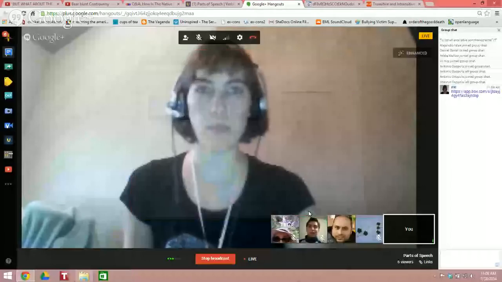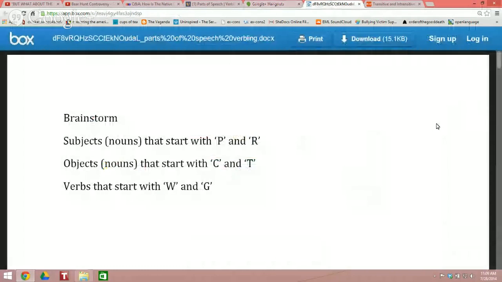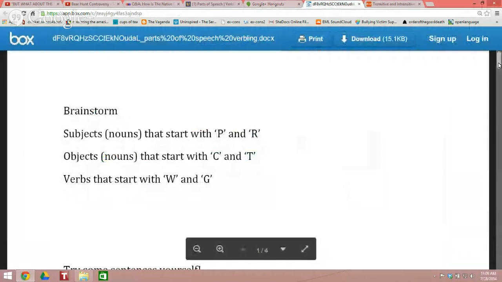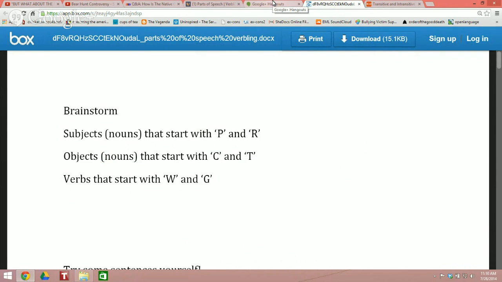We're going to start by brainstorming some words. So we're going to talk about objects and subjects because objects and subjects are both made by the same part of speech. They're made by nouns, but sometimes they change a little bit. So let's name some subjects that start with P and R. Adela, can you name a few for us? Any subject that might start with P or R?